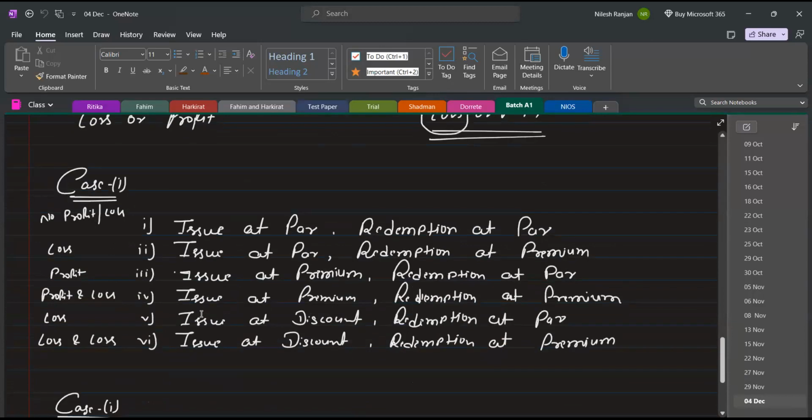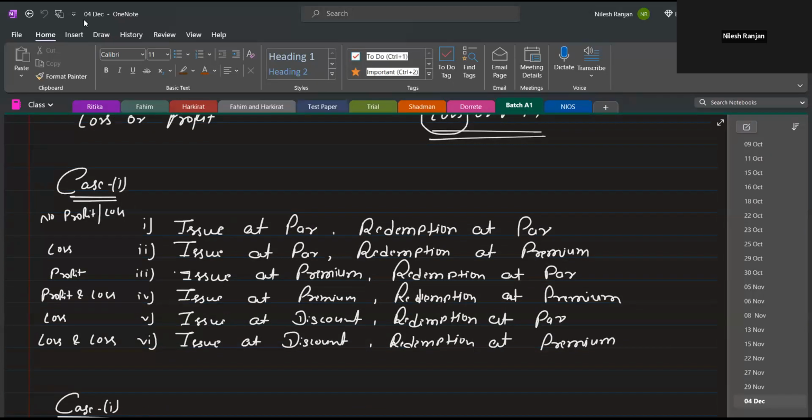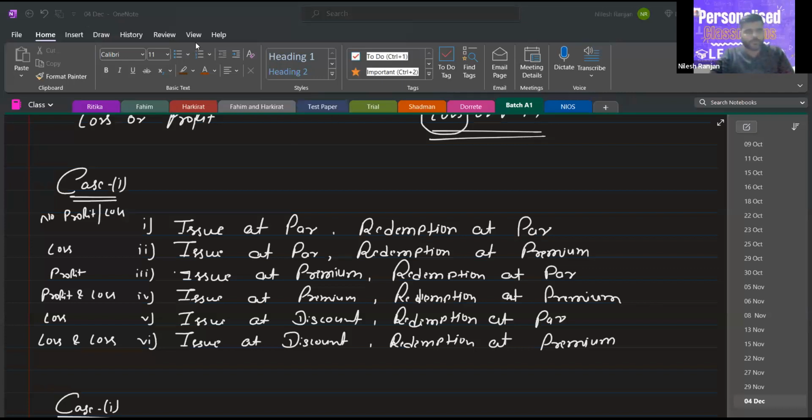Okay, and we started to discuss the concept of issue of debenture with terms of redemption. So these are the cases here: issue at par, redemption at par; issue at par, redemption at premium; issue at premium, redemption at par; issue at premium, redemption at premium; issue at discount, redemption at par; and issue at discount, redemption at premium. So I have written the profit or loss in each situation.